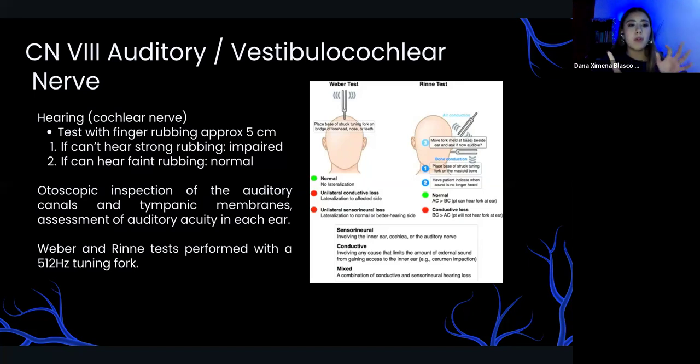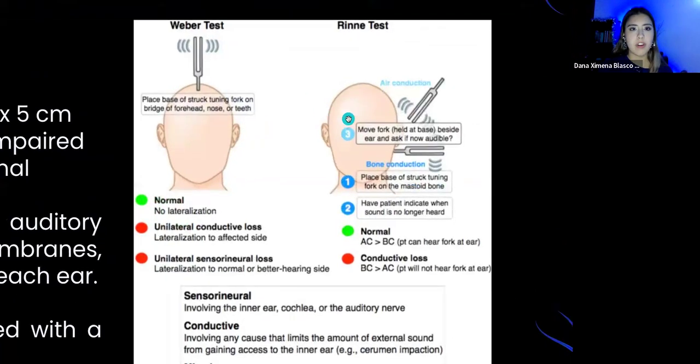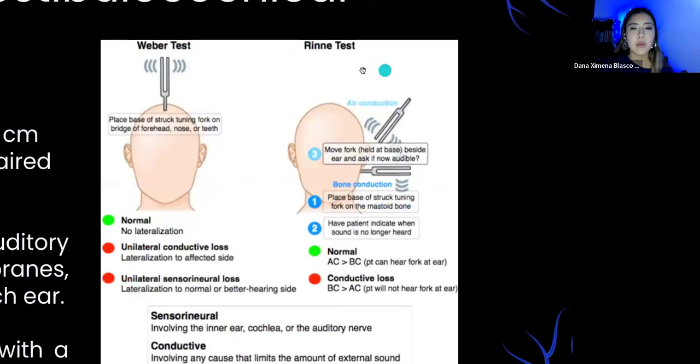And these are performed with a 512 hertz tuning fork. Let me do a quick close up over here. This is the Weber test, this is the Rinne test. For the Weber test, the struck tuning fork is placed on the base, on the bridge of the forehead, nose or teeth.